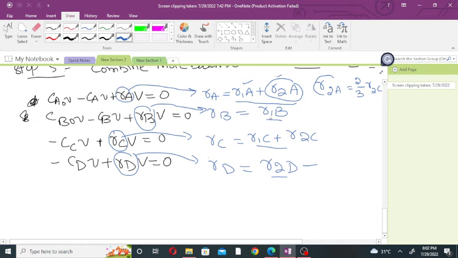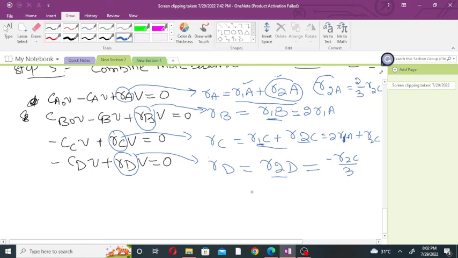Now R1B from relative rates is equal to 2 times R1A. R1C, what is the value of R1C? It is equal to 2 times R1A, and this is R2C. And R2D is equal to minus R2C divided by 3.